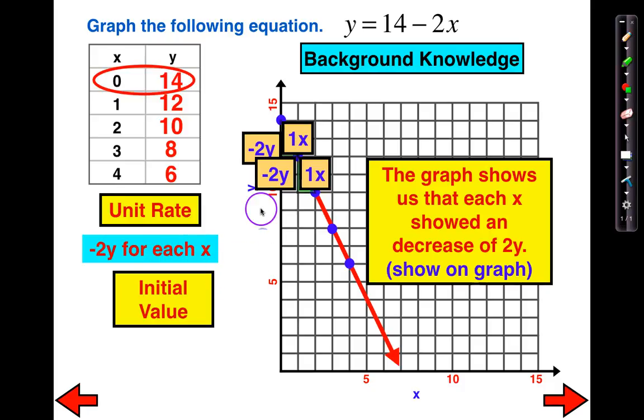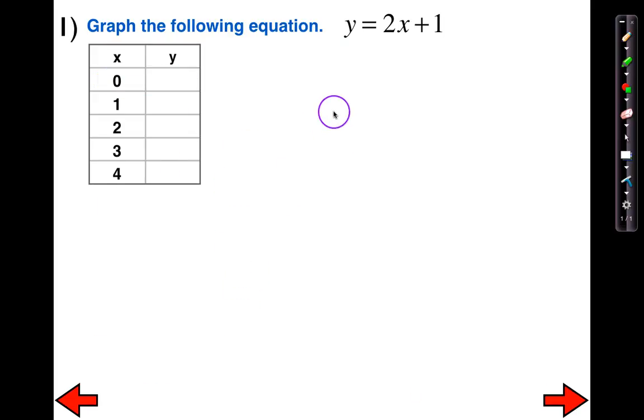My initial value would be here. You can see it in the table as when x equals 0, y equals 14. Or you can see right here on the graph that when x is 0, y is 15. So that's what we would write there. So now let's move on to our very first example.